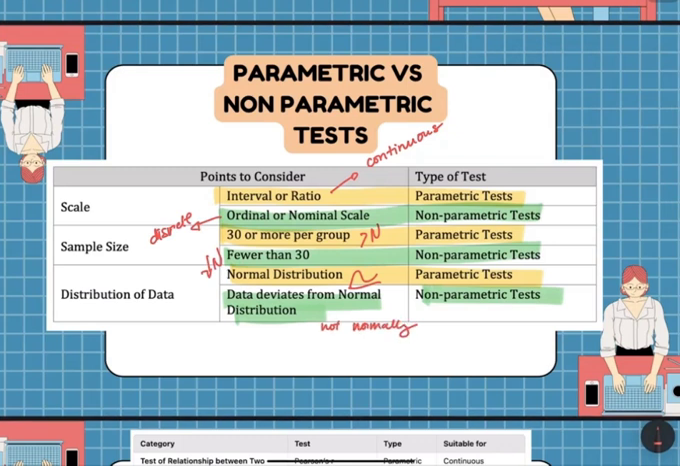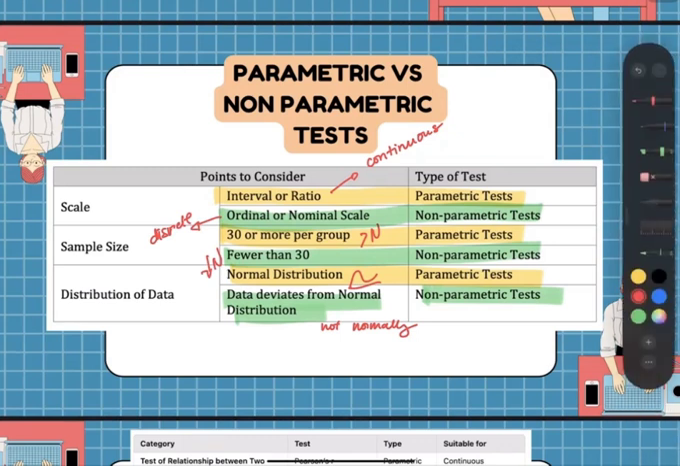Now, class, remember, among all these points to consider, I want you to take note of this, the most crucial is the distribution. Why? Because regardless of whether your data is continuous or if you have a large sample size, when you check for the distribution of your data and it's not normally distributed, then automatically it will fall under non-parametric tests. Okay?